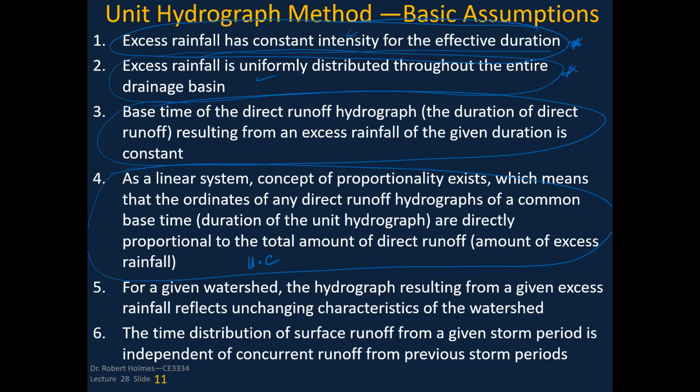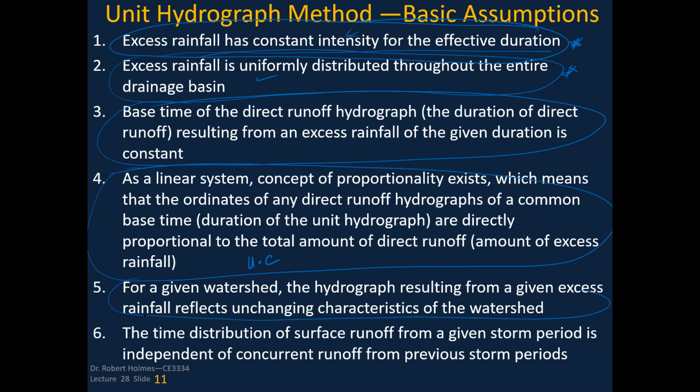And the next assumption is that for a given watershed, the hydrograph resulting from a given excess rain reflects unchanging characteristics of the watershed. Again, we don't allow for any kind of temporal variation in the hydrologic response, based on maybe the watershed getting more and more saturated. We're saying that once that rain starts, the hydrology is going to behave the same at the start of the rainfall event as at the end.